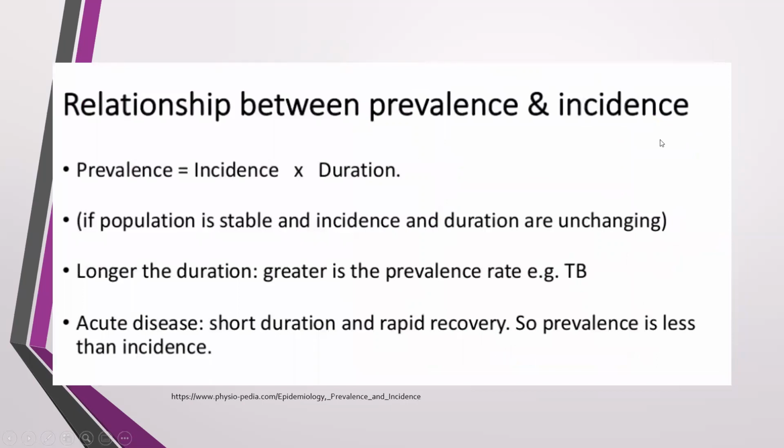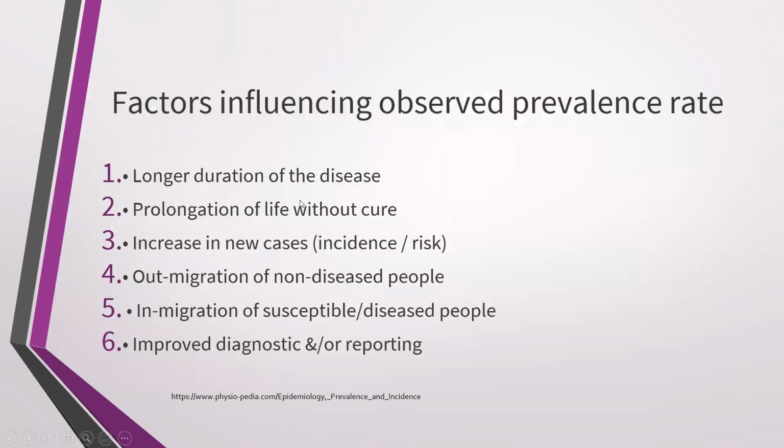There is a relationship between prevalence and incidence: prevalence equals incidence times duration. If the population is stable and the incidence and the duration are unchanged, then prevalence is directly related to the multiplication of incidence and duration, meaning that the longer the duration, the greater the prevalence, for example in TB. For acute diseases, with short duration and rapid recovery, prevalence is less than incidence. So this is the relation between the two.